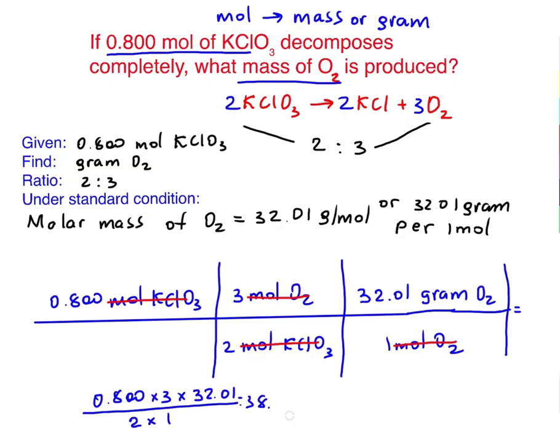So when we do the calculation, then we should be able to get 38.40 or 38.4, and that should go on the last, since we don't have enough space there. I'm gonna write the unit on the bottom, 38.4. It's a gram of O2.